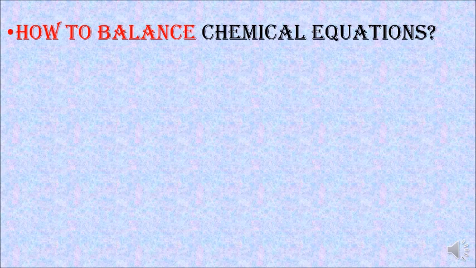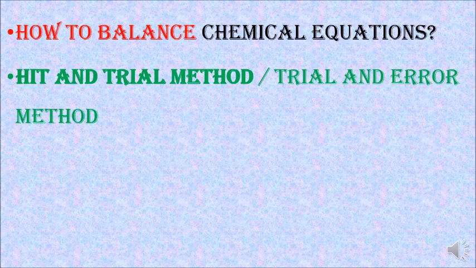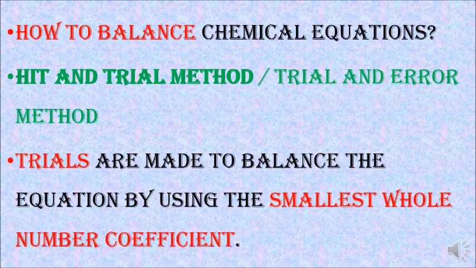The simplest method to balance a chemical equation is the hit and trial method, also called the trial and error method. In this method, trials are made to balance the equation by using the smallest whole number coefficients. Hence, this method is called the trial and hit method or hit and trial method. This method involves the following steps. In order to illustrate this method, let us take the combustion reaction between methane and oxygen as an example.